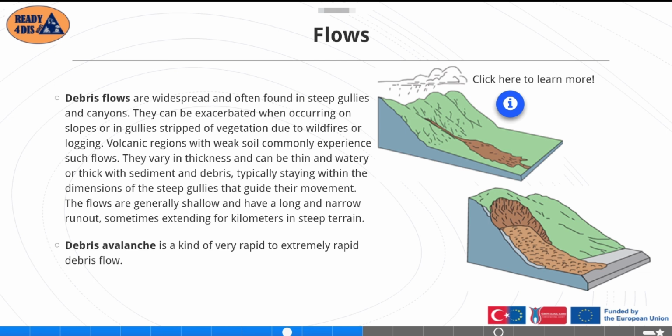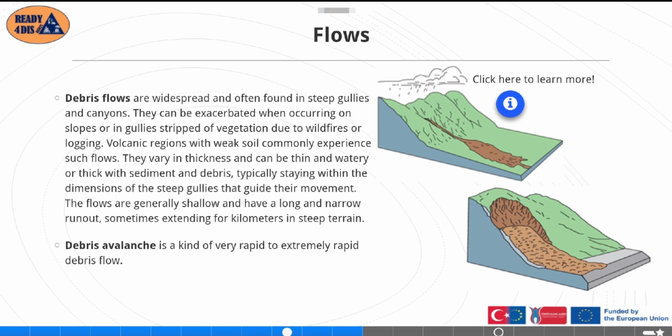Flows. Flows are another major category of landslide movement. Debris flows are widespread and often occur in steep gullies and canyons. They can be intensified when slopes lose their vegetation due to wildfires or logging. Volcanic regions with weak soil commonly experience such flows as well.